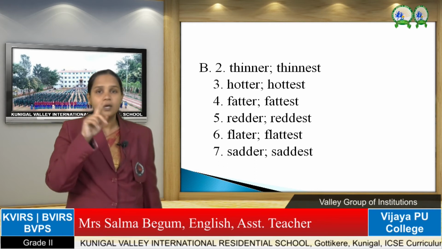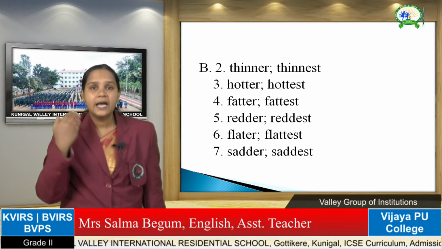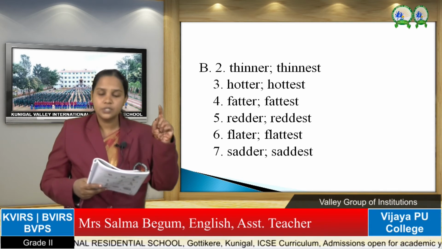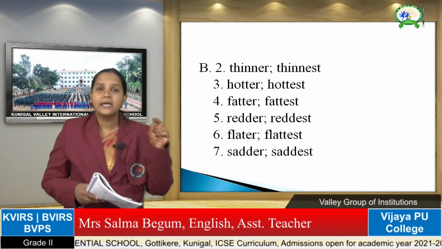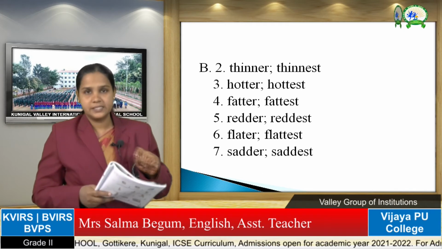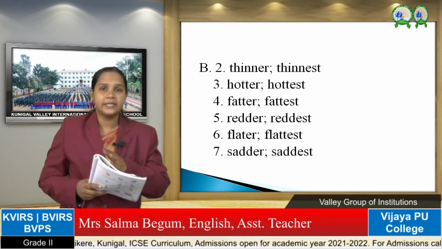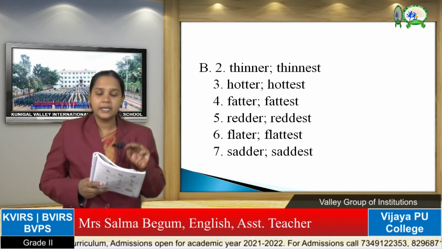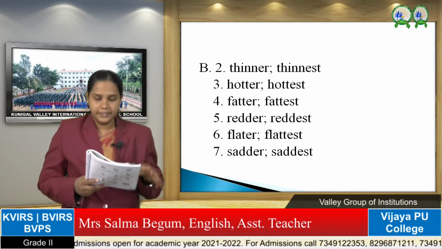What we have taken out? Y and we have added IES. So here also for the comparison, we take out Y and we add IER and IEST, because we are comparing it. So we are taking out Y and we are adding IER and IEST.